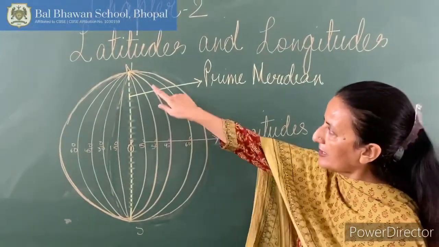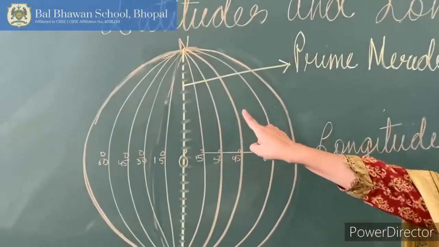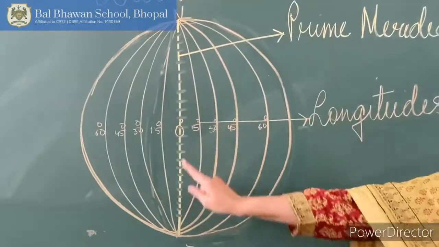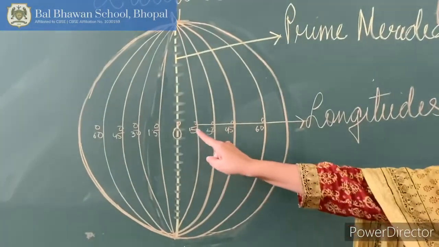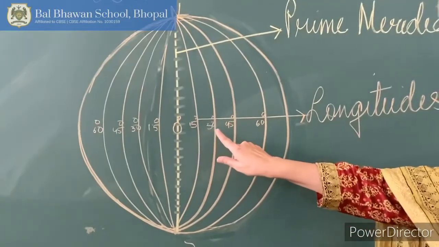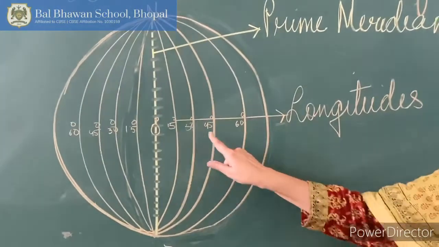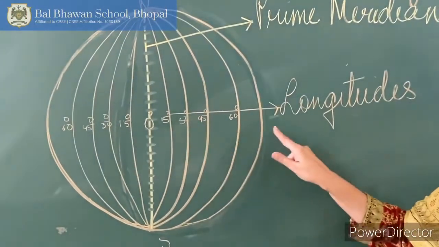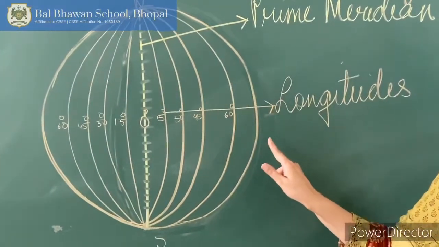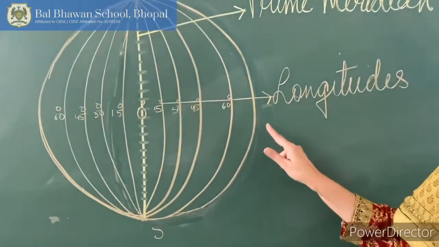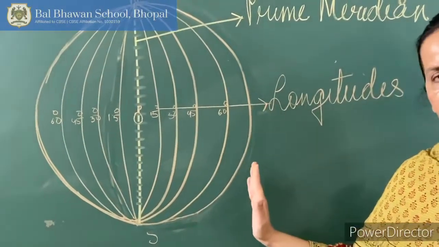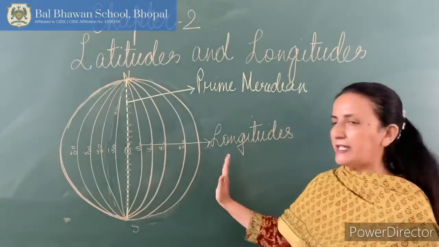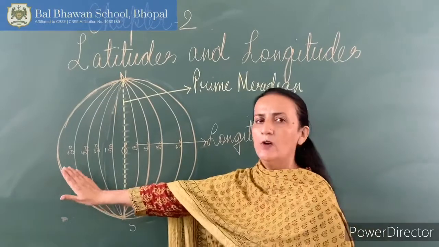So here, as you can see, these lines start from the North Pole to the South Pole. These lines go from north to south, on both sides, and they are equally divided, meaning the distance between the lines is equal. Here we have a total of 180 longitudes on one side and 180 longitudes on another side, meaning 180 in east and 180 in west.